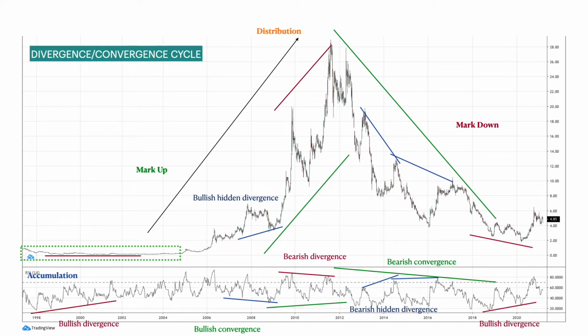I plotted regular and hidden divergences within this chart, along with the stages of the market cycle. During the accumulation stage, the price is experiencing a sideways movement. Using the RSI, we find that the price made lower lows and the indicator is making higher lows. This is called a bullish divergence, which tells us that the downtrend is weakening.